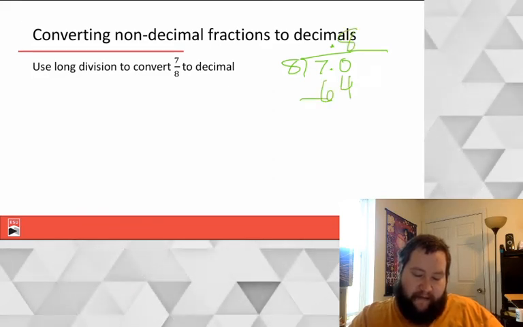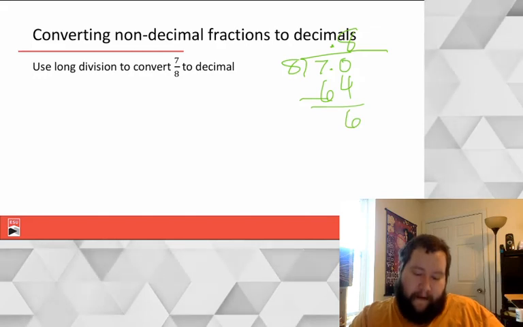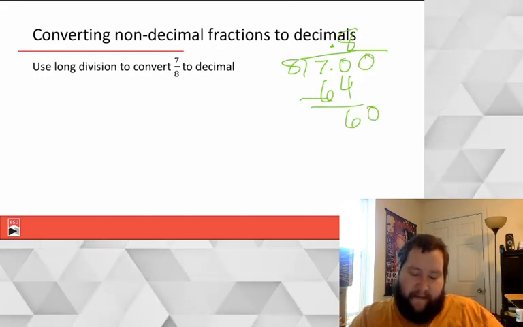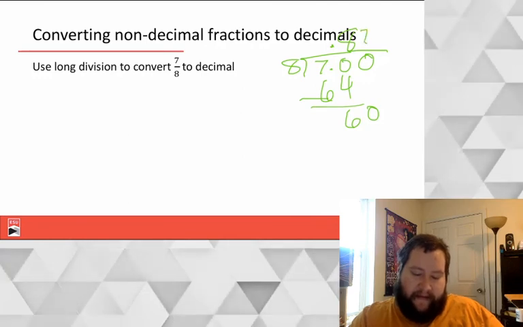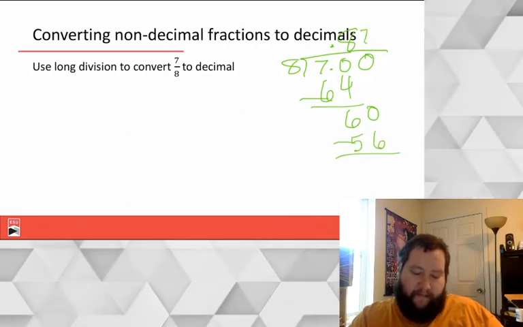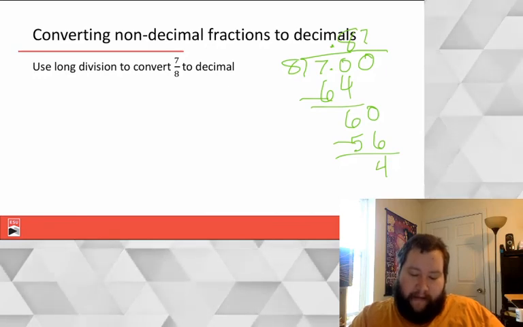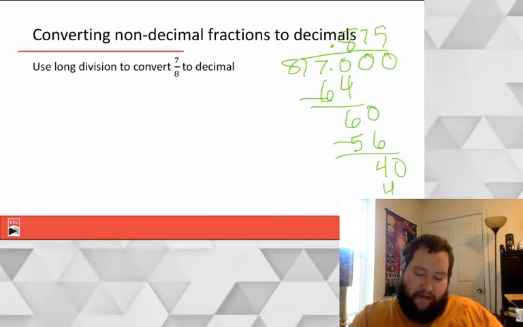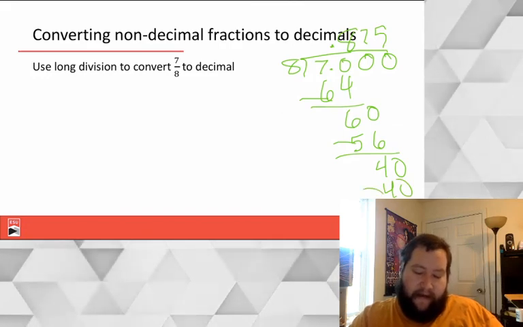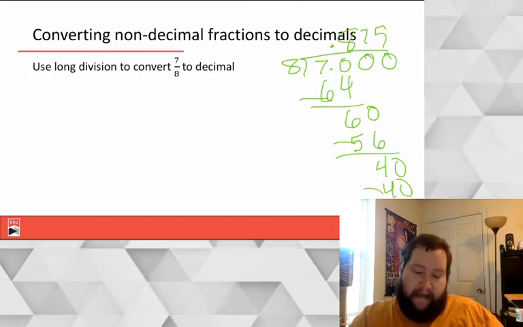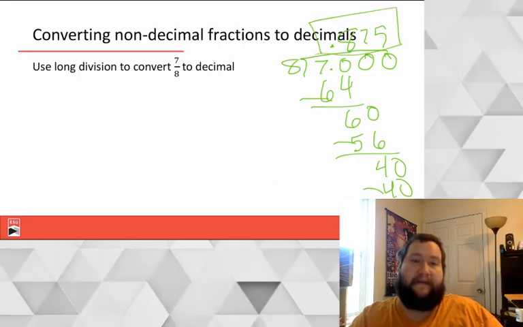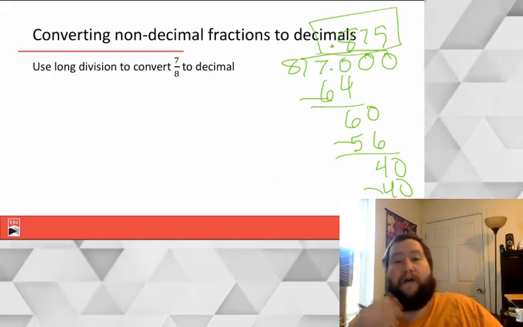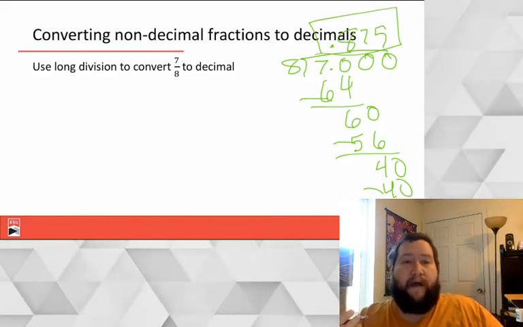Subtract, we're left with 6. Add another 0 and bring it down. 60, we can't do 8, but we can do 7. 7 8s are 56. Left with 4. Bring down another 0. 8 times 5 is 40. Subtract. Left with none. And 7 divided by 8 is 0.875. And so you can use whichever form you need to.